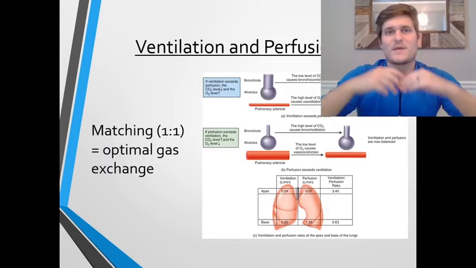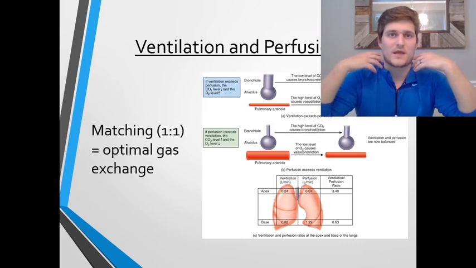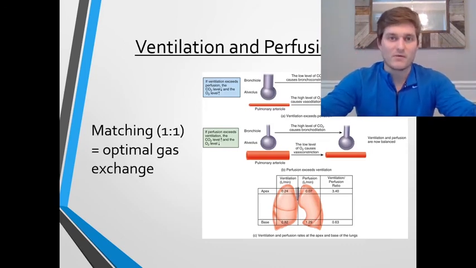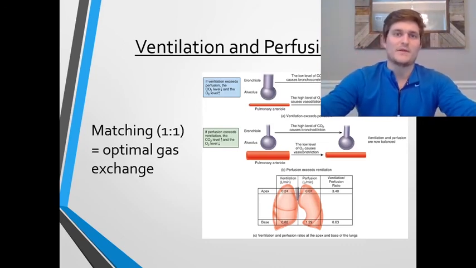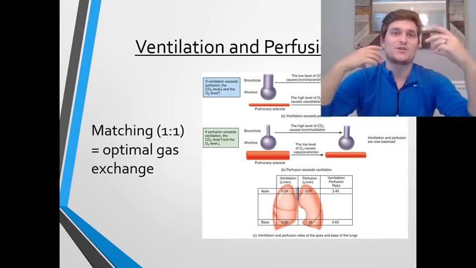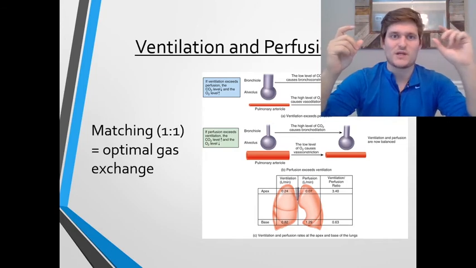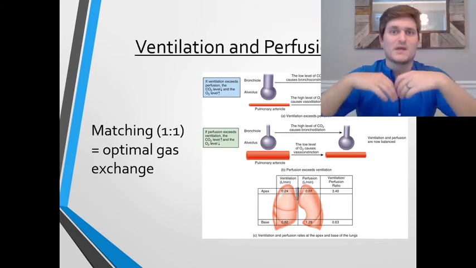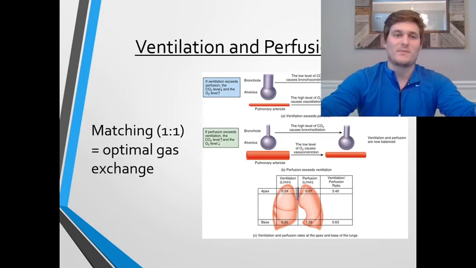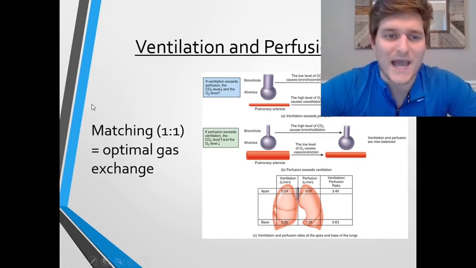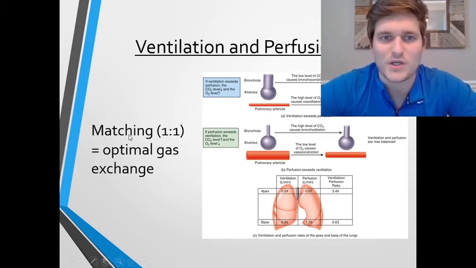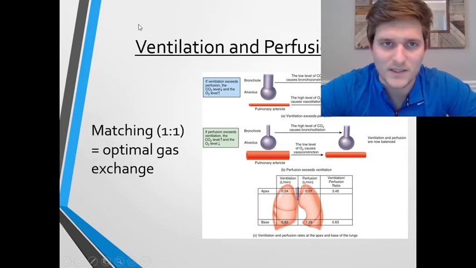We want to match the amount of air coming in with a certain amount of blood flow, because that is our ultimate goal, not only to get air in through this ventilation, but to match blood flow so we can get the transportation of oxygen from the lungs to the blood out to the rest of the body. So an optimal gas exchange is a ratio of 1:1, meaning that ventilation is similar to perfusion as far as liters per minute is concerned.